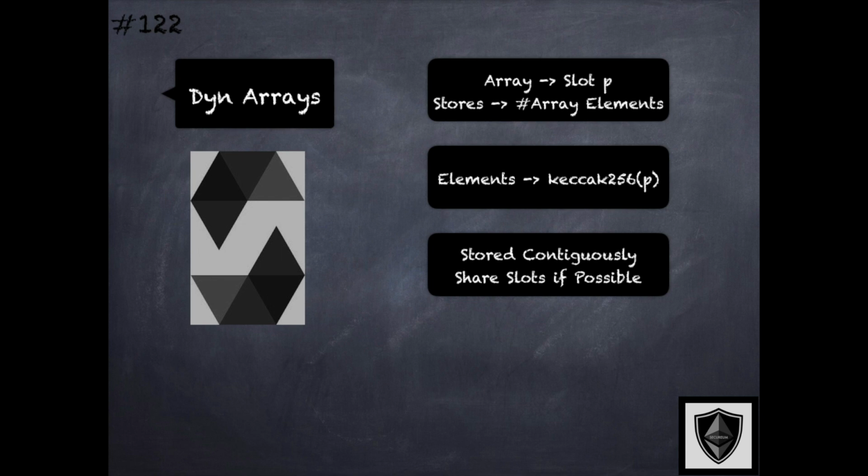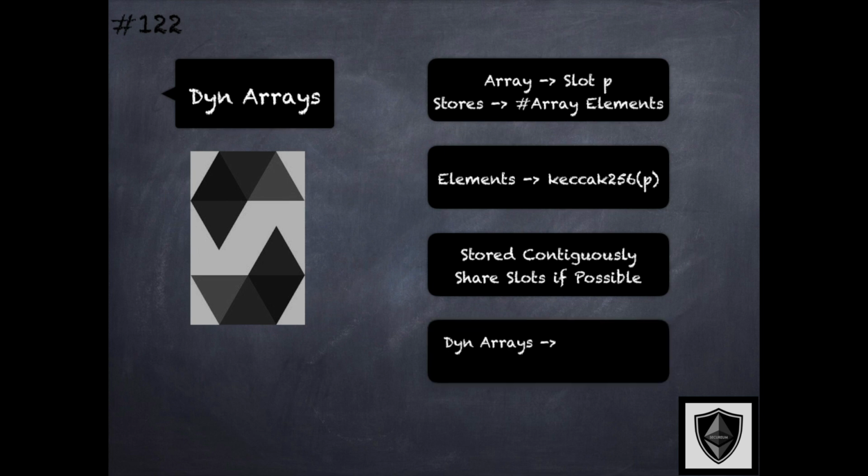And those elements themselves, starting from that storage slot that we just calculated, are stored contiguously, and they can also share those storage slots if possible, depending on their types and the size of those types. And if we have dynamic arrays that in turn have dynamic arrays within them, then the same set of rules apply recursively to determine their corresponding storage slots.